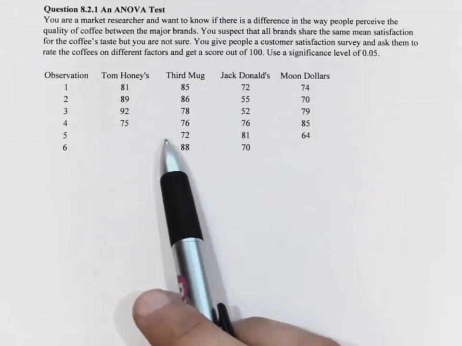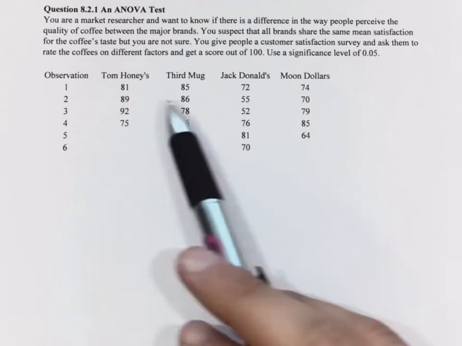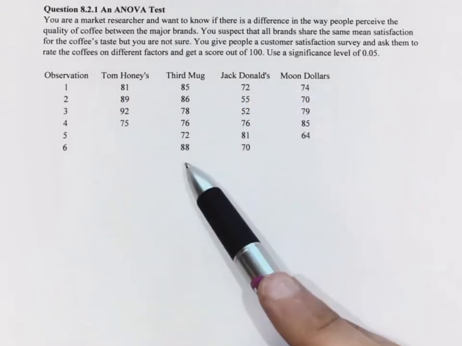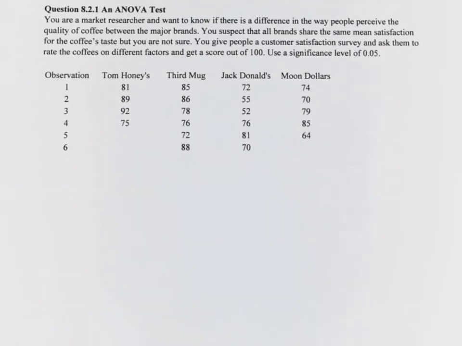So here we have different customers satisfied. Tom Honey's has 4, Third Mug and Jack Daniels have 6, and Moon Dollars has 5.